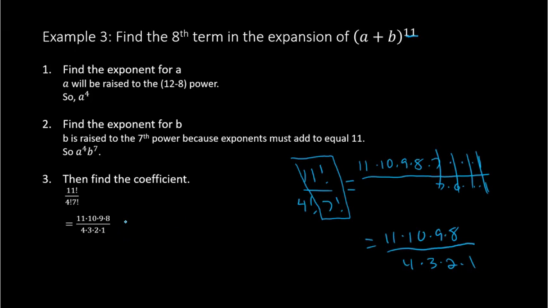And you could take the time to multiply the 11, 10, 9, 8, and then divide by 4 times 3 times 2. And that number is going to be 330. So then to put it all together, we have the coefficient is 330. The variables are a to the 4th, b to the 7th. So your 8th term in that expansion would be 330 times a to the 4th power times b to the 7th power.